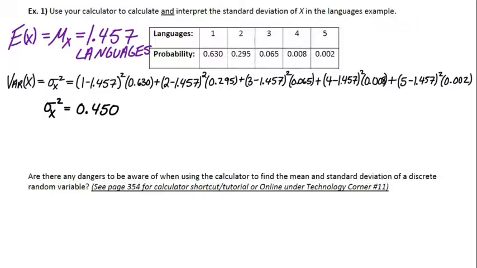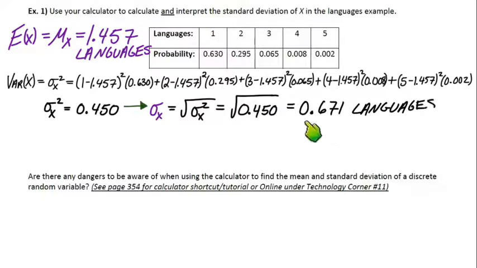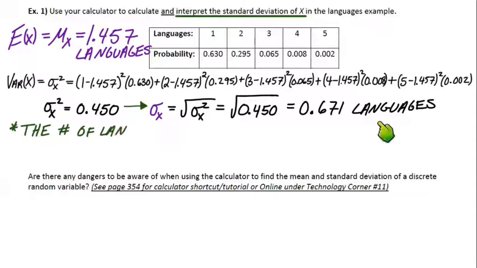And then we just have to keep in mind that the standard deviation is just sigma. So if the variance is sigma squared, we just have to take the square root of this answer to get our standard deviation. So the square root of 0.450 is 0.671, and the units here would be languages. Okay, so that's our standard deviation, right? That's our sigma x. So now let's go ahead and interpret this, the 0.671 languages piece.